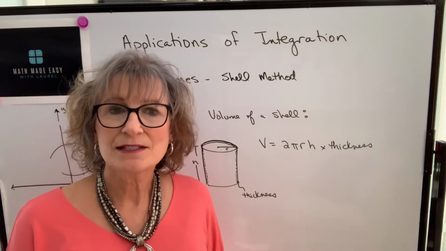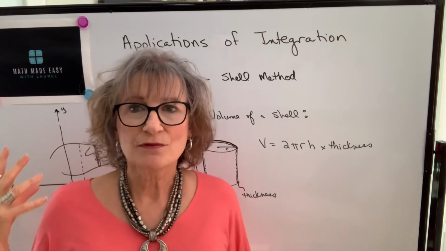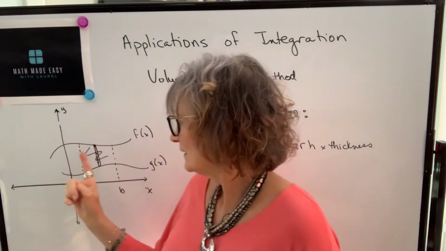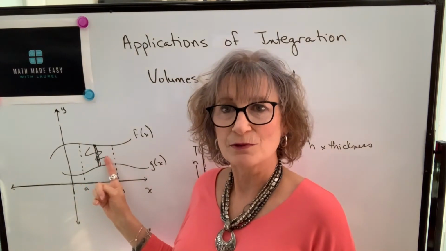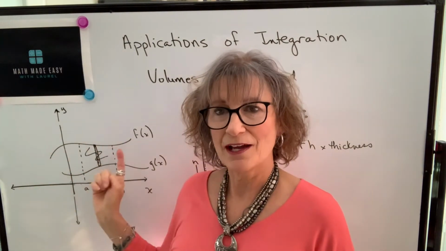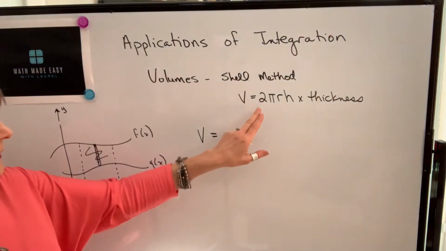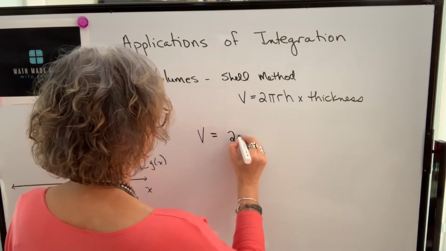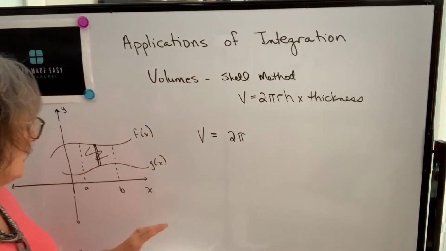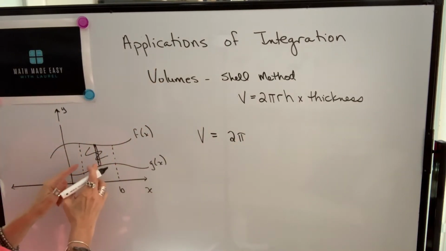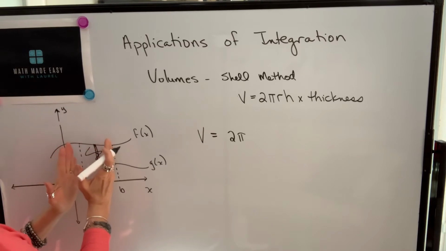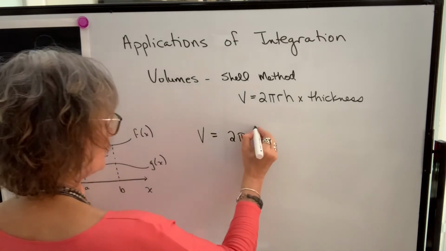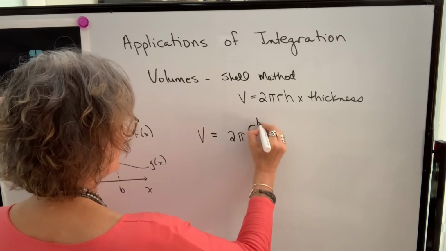So now let's express that in terms of our functions so that we know how to find the volume of a shell formed by rotating this representative rectangle around the y-axis. So if 2 pi is a constant, we can leave that out front. And we're going to be adding up all of these slivers or representative rectangles from a to b. So we use integration to do that. So the integral from a to b.